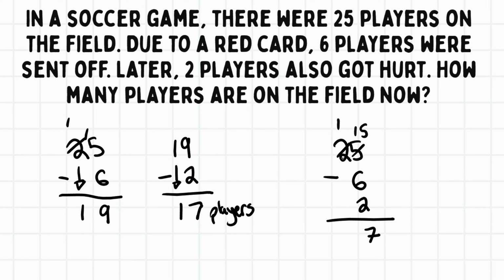What's left in this column, or in the tens column, is the 1, which I'll bring all the way down. So I also get the same answer of 17 players. So no matter how you do it, 17 players were left on the field.